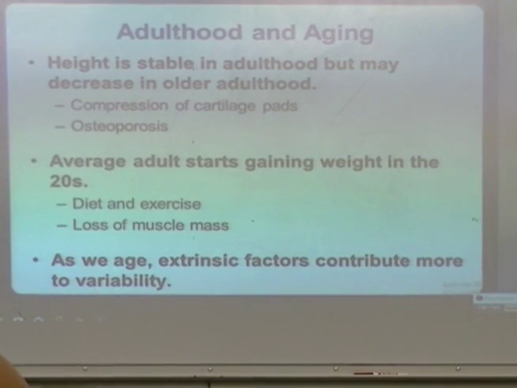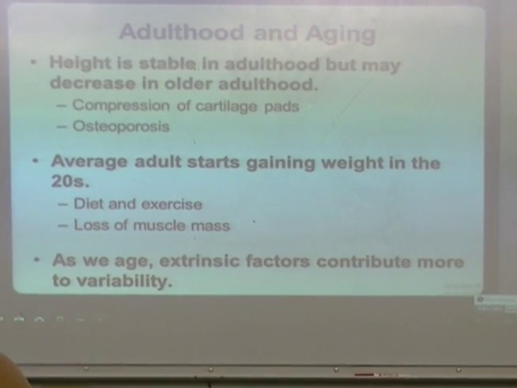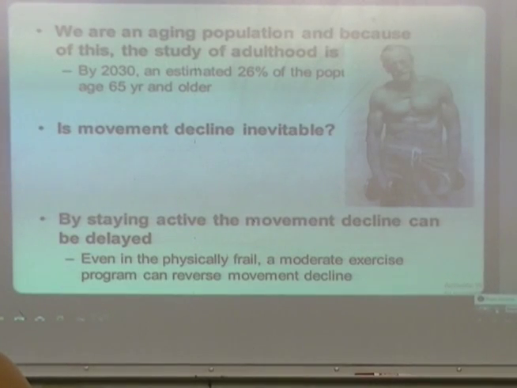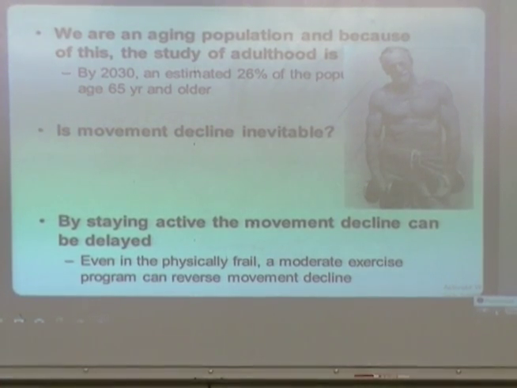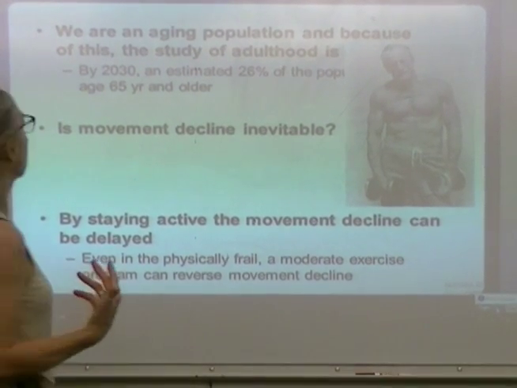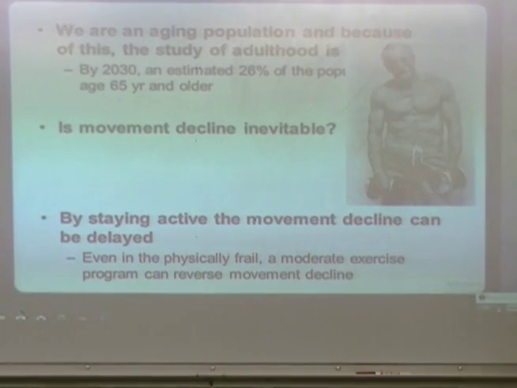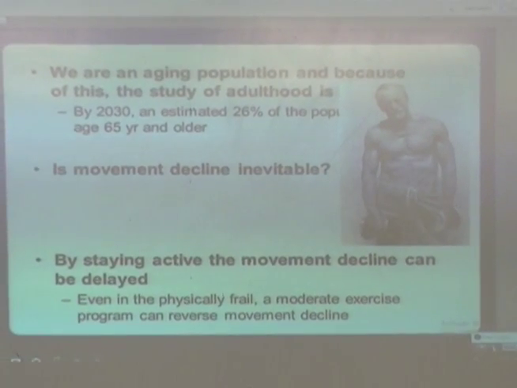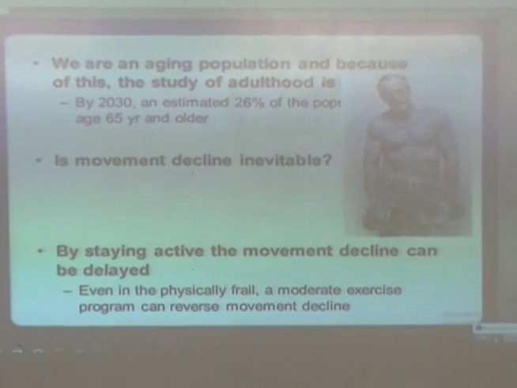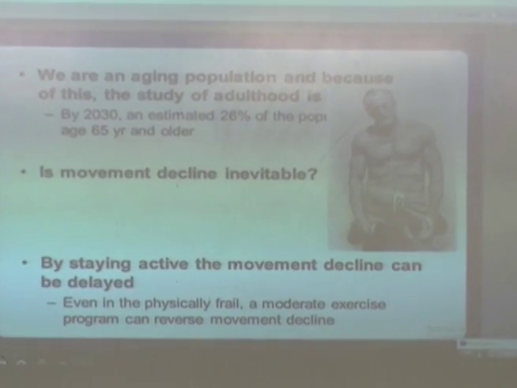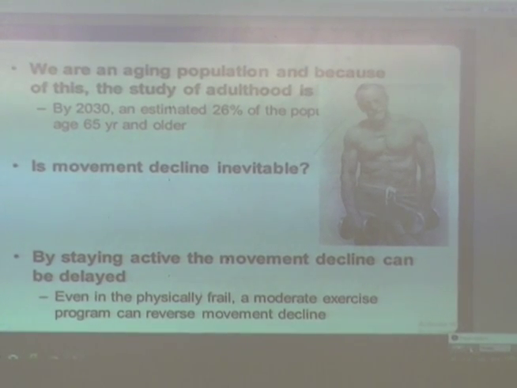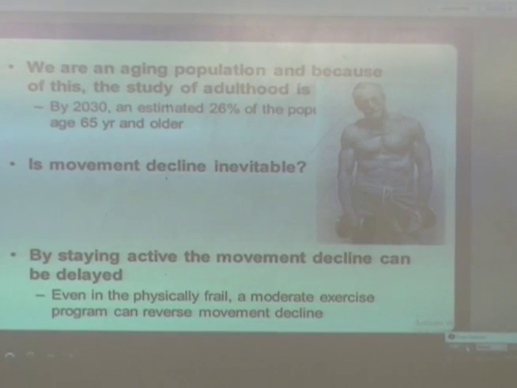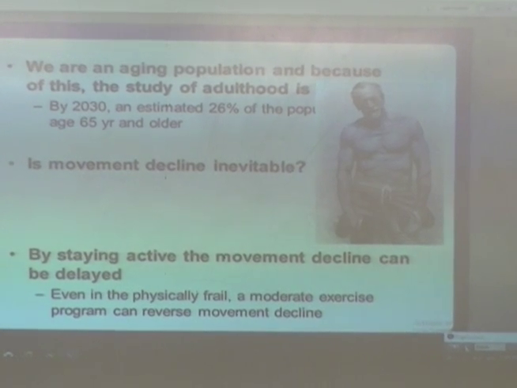So, in this country, in the West generally, we are an aging population. And we do not have anywhere near enough research on this population. The estimate is that by 2030, at least a quarter of the adult population in the US will be 65 or older. So retirement age.